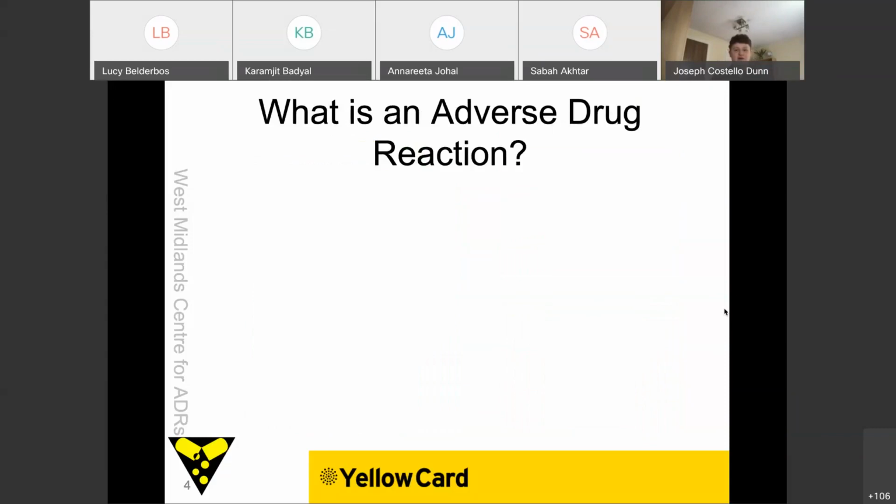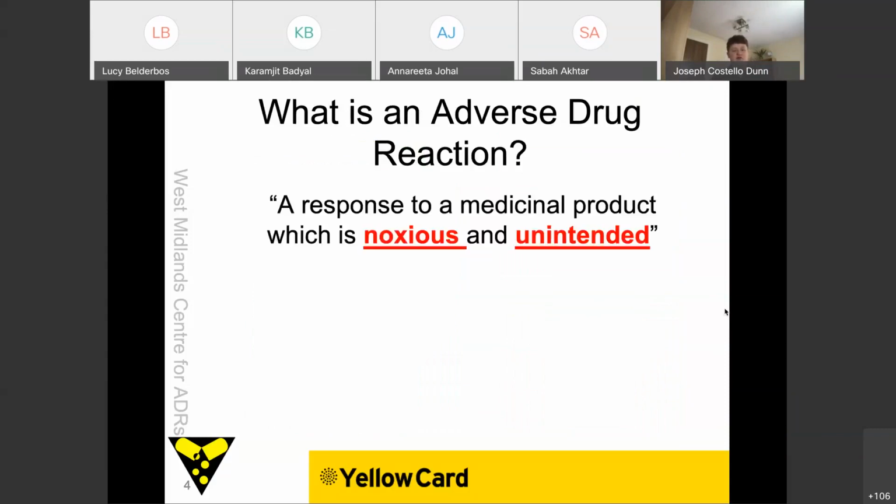So what is an adverse drug reaction? An adverse drug reaction is defined by the World Health Organization as a response to a medicinal product which is noxious and unintended. By that, it means that it's a harmful, poisonous, or unpleasant response, and that wasn't intended from the clinical indication of the medication.